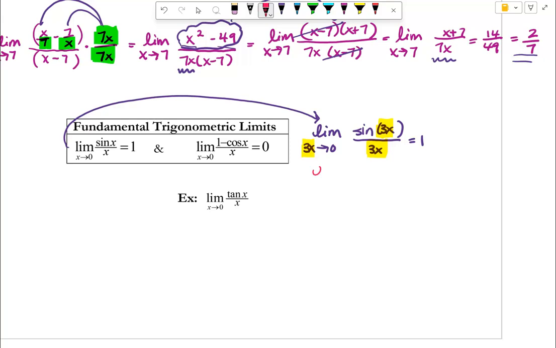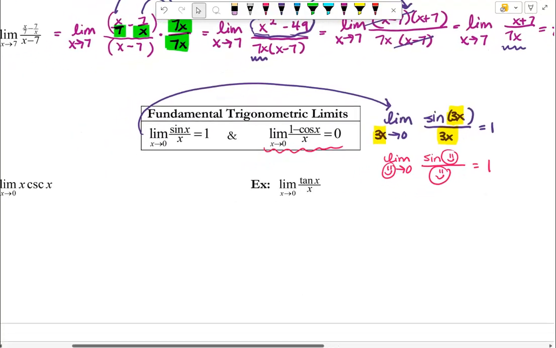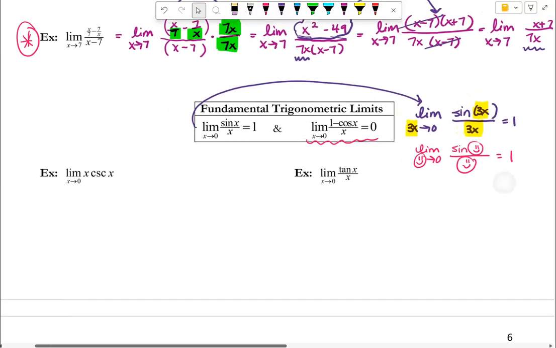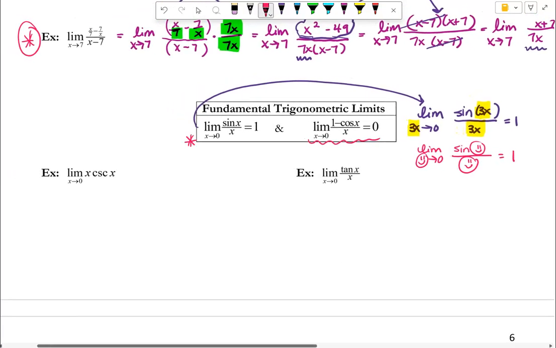So more generally, sometimes I know it's a little silly, but I like to think of it in more general terms, that if I had like the sine of a smiley face divided by a smiley face, and I'm looking for the limit as the smiley face approaches 0, that's going to be 1. And that smiley face can be any expression. And the same is true with this other limit. The first one is probably going to be something that comes up more often. So I would memorize them both, but our first trig limit here, we're going to see more often.